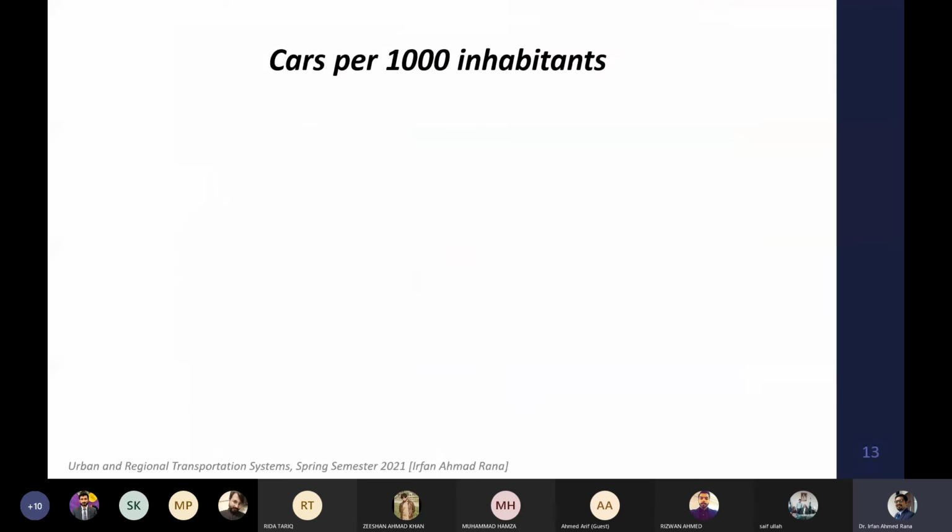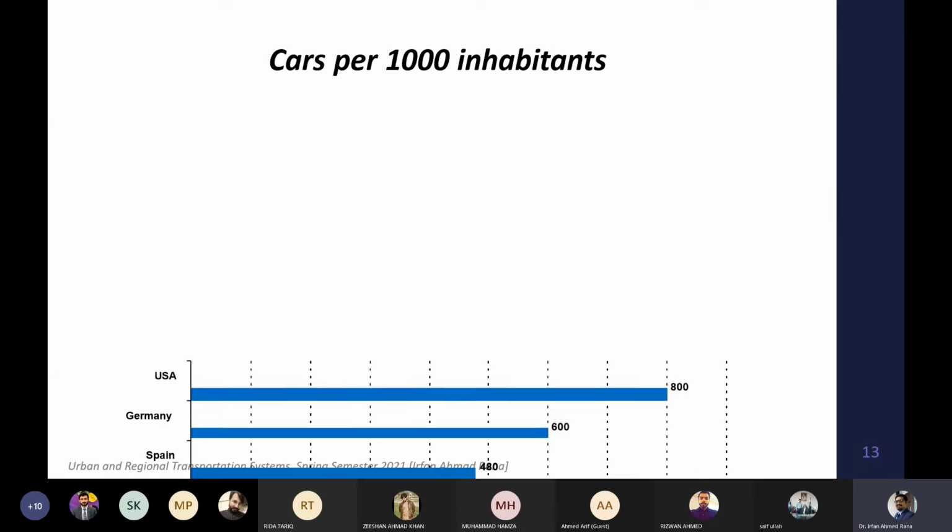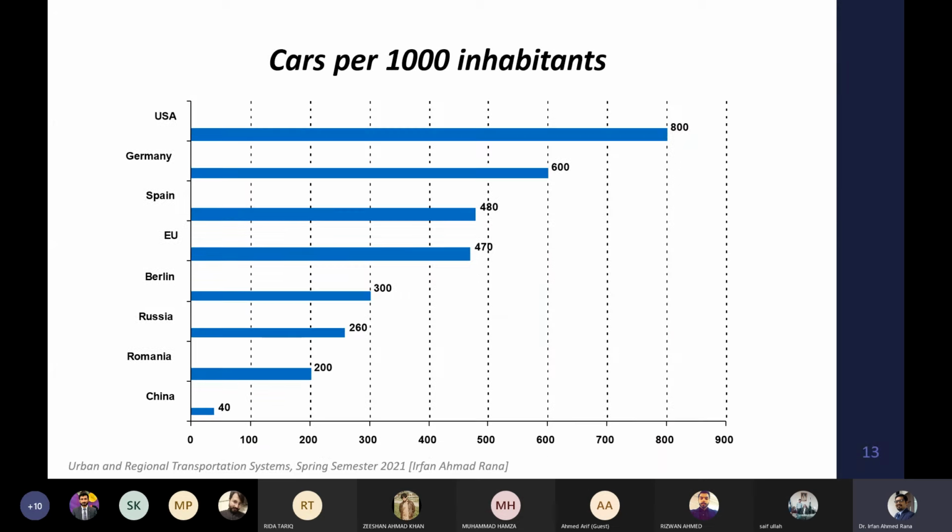Talking about cars per inhabitants in the world, that is, how many cars per 1,000 people are available. America reports around 800 cars per thousand inhabitants. Out of every 1,000 people, 800 have cars in America. Then 600 in Germany, in the European Union 470, Russia 260, and Romania. In China it's around 40 per 1,000 inhabitants.